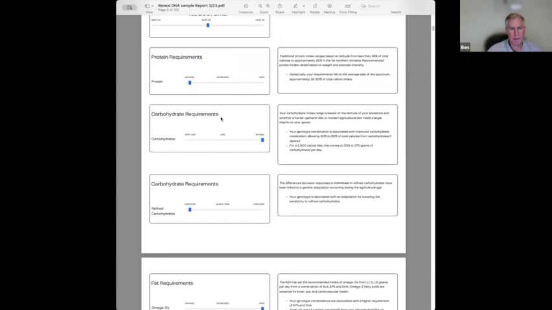carbohydrate requirements. First of all, this person is normal. So their intake range is based on the latitude of their ancestors, just like your APOE status, and whether a hunter-gatherer diet or a modern agriculture diet made a larger imprint on your genes. So this person's genotype combo is associated with improved carbohydrate metabolism, allowing for up to 40 to 55% of their total calories from carbohydrates if desired. They're going to do just fine metabolizing them. And you can see the amount based on a 2,000 calorie diet.